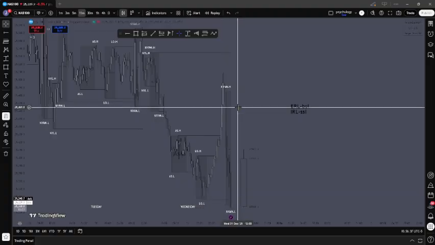This is why I prefer draws on liquidity over anything else, because as a trader, your job isn't to predict where the market is going. Top-down analysis and daily bias basically make you predict what the market is doing, and that's not your job as a trader. If you think that your job as a trader is to predict, that means you've already failed and you'll never be profitable.